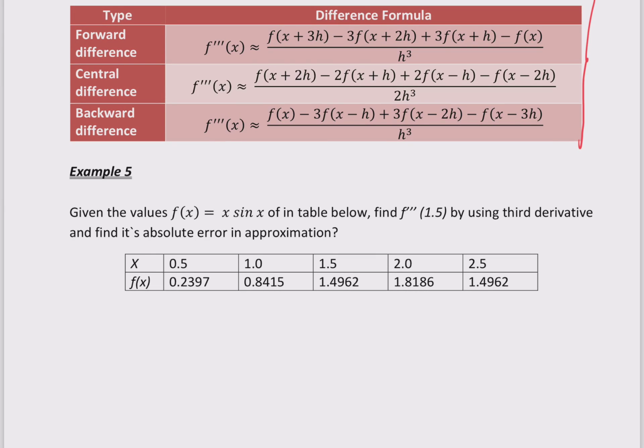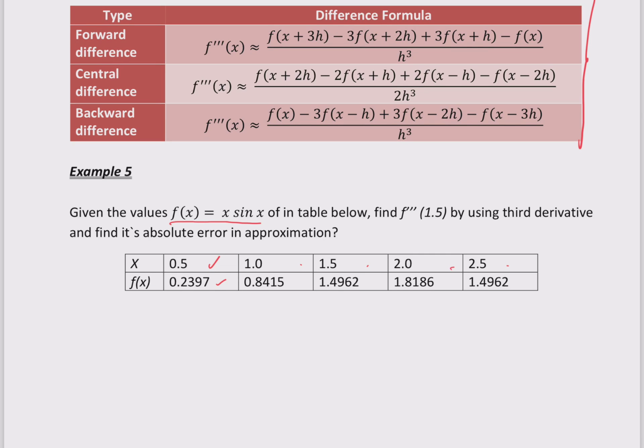Okay, so for this example, you have a function, x sine x, and you are also given the value of the function of x at 5 different points. At 0.5 here, the value is 0.2397 and so on. And then you need to find the third derivative by using the formula, at the point x equal to 1.5.